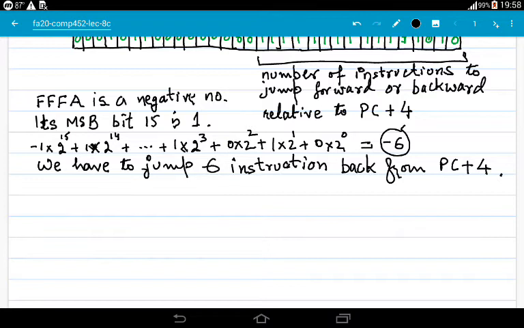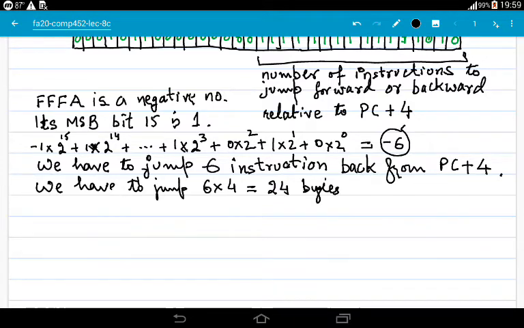Okay, but how do we do that? The first thing is that every instruction is 4 bytes long, so it means we have to jump 6 into 4, which is equal to 24 bytes before address PC plus 4.